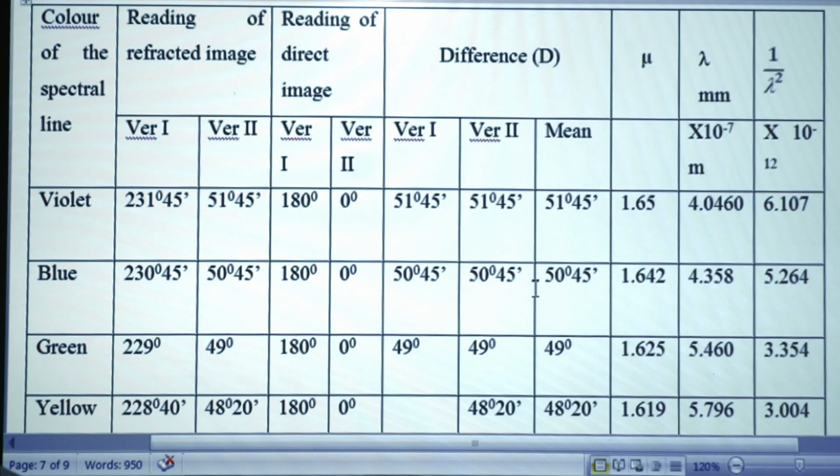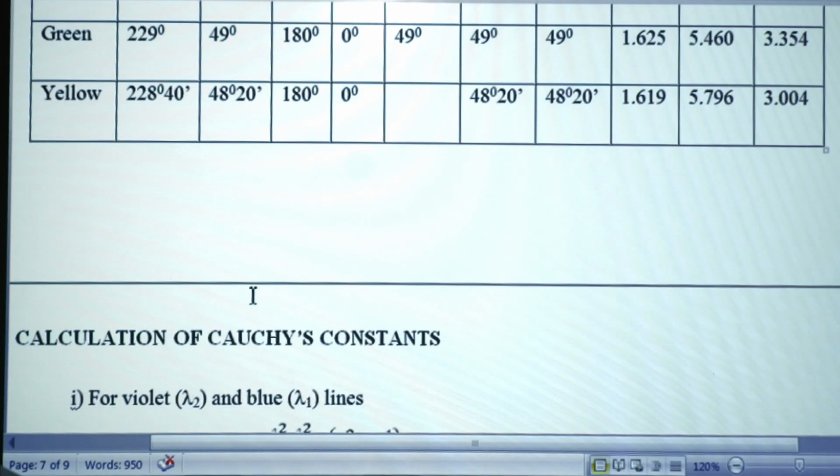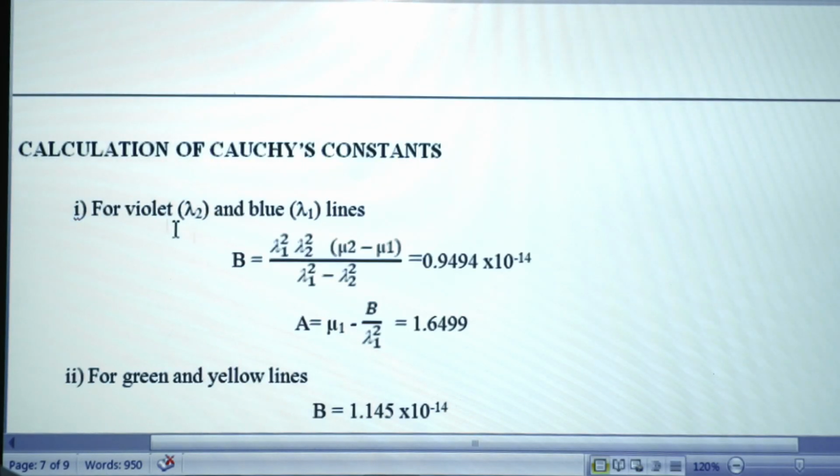The readings are taken, the mu value is calculated, and the lambda is taken from the table. Similarly for green and yellow. Then, using a combination, for example violet and blue, we have the wavelength and the refractive index determined, and the B value is calculated. Substituting the values, we obtain a value of B as 0.9494 into 10 to the power minus 14, and the A value we obtain as mu minus B by lambda square.